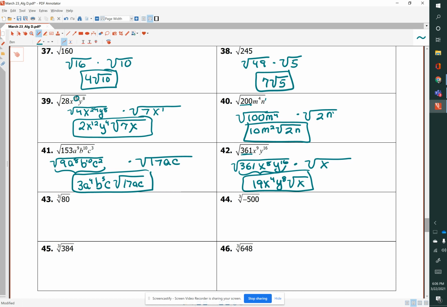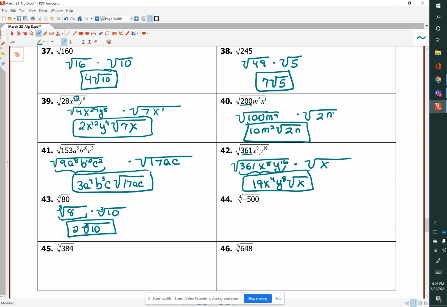Number 43, the square root of 80. Oh, cube root of 80. Well, the perfect cube is 8 times the cube root of 10. And the cube root of 8 is 2, so it would be 2 times the cube root of 10. Don't forget to put the index of 3 in your radical.